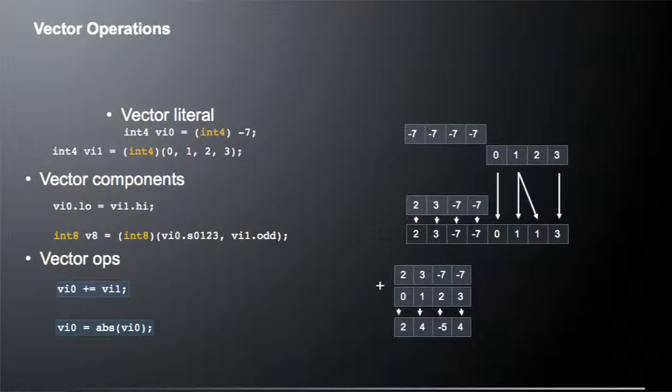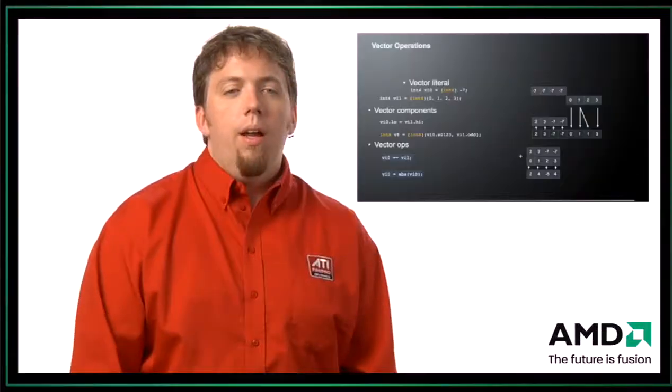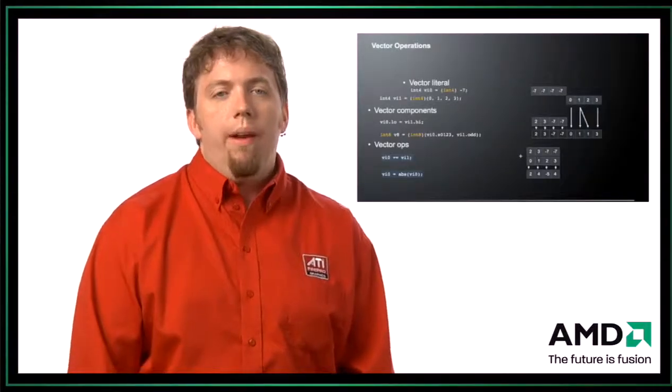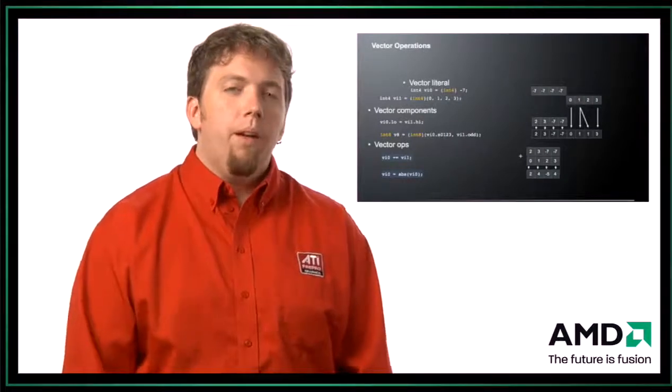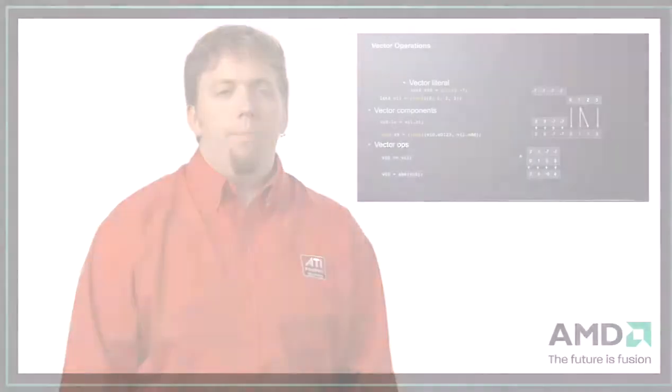Another one is that we could do the absolute value, and then the resultant vector would be 2, 4, 5, 4. Again, there's a very verbose set of arithmetic operations that you can do, and I won't go through them here. I recommend that you go to the spec to see all of them.